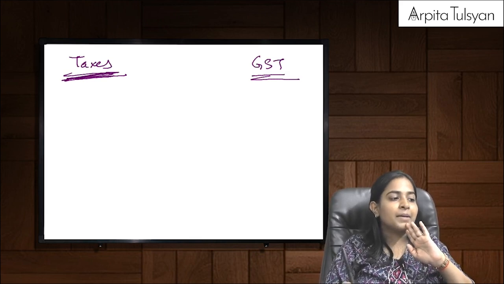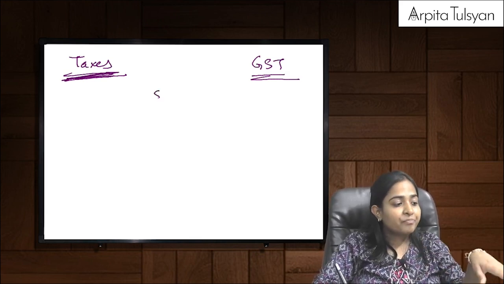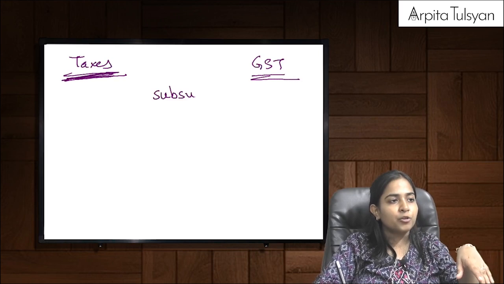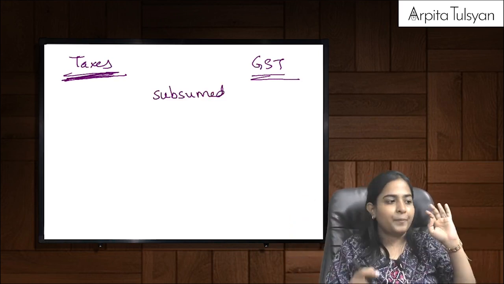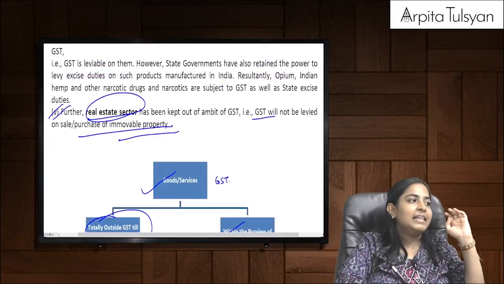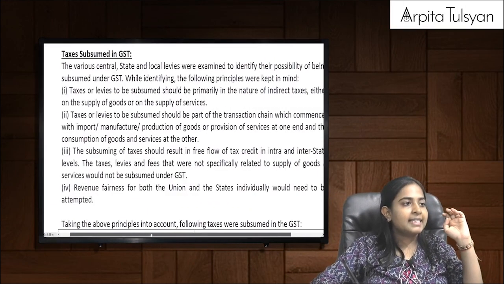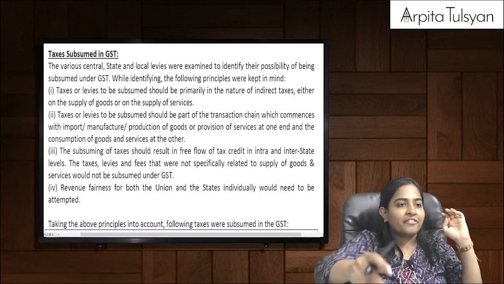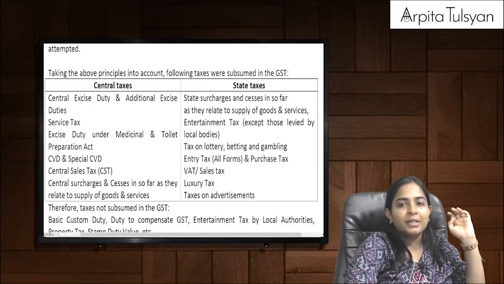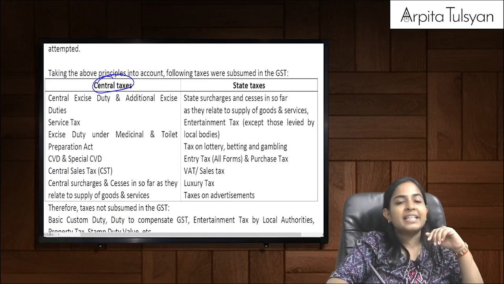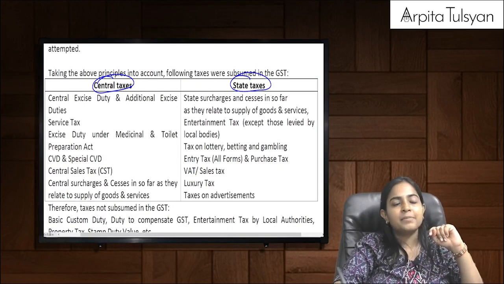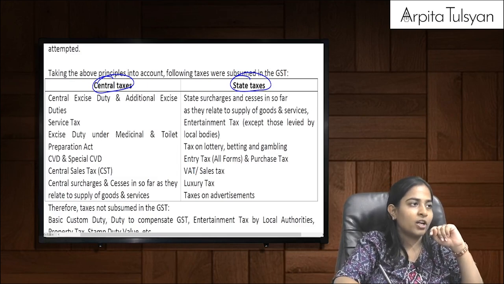So there are some taxes which have been subsumed, meaning which have been converted into GST. Let's see the list. Everyone here, let's see the list of taxes which have come into GST now, which have been closed. These are some central government taxes and these are some state government taxes. Let's see what those are.